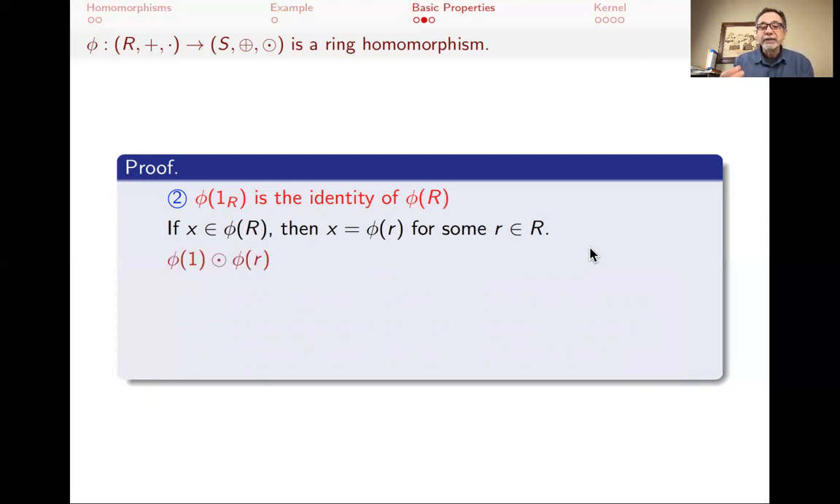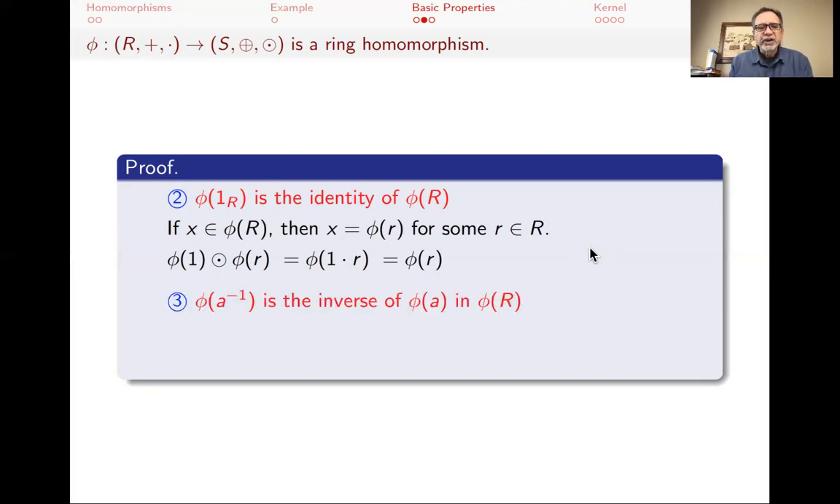Then I'm trying to see what phi of one times x is, which is phi of one times phi of r. Because this is a homomorphism, I can write this as phi of one times r, and one times r, this is now in the ring R, is r, so phi of r, and I'm done. So I showed that phi of one times x is x. And this would be true if I did it on the other side as well.